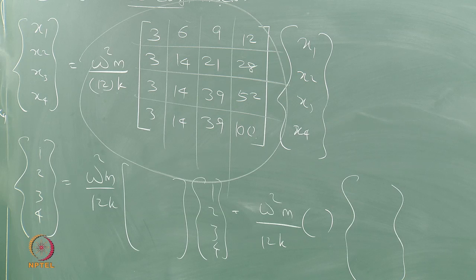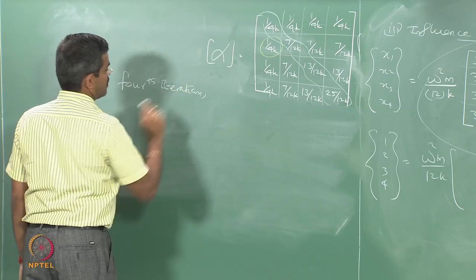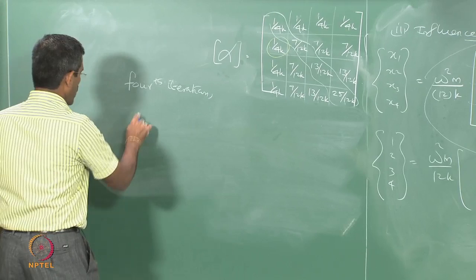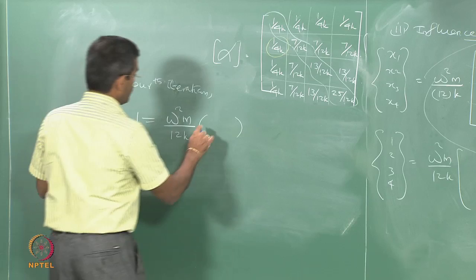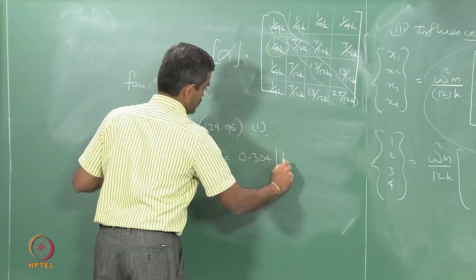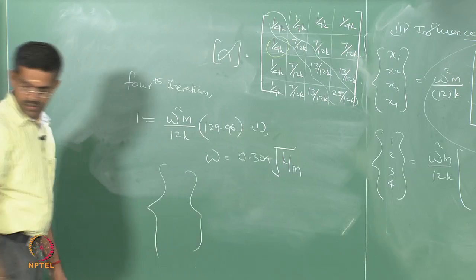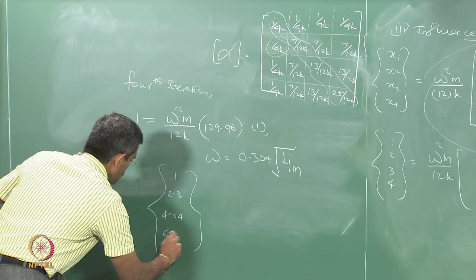So after 4 iterations, I get a multiplier which is 1 equals omega square m by 12k of 129.96 of 1. Which gives me omega, and phi. What do you get as phi?